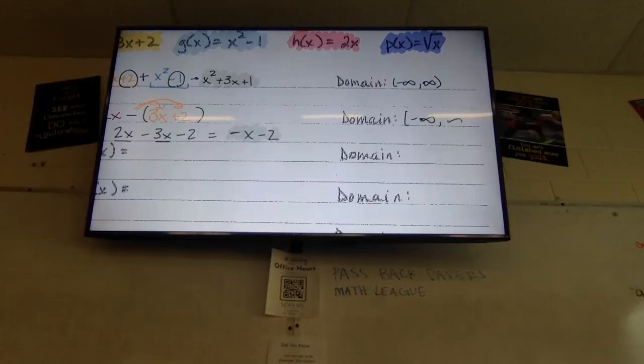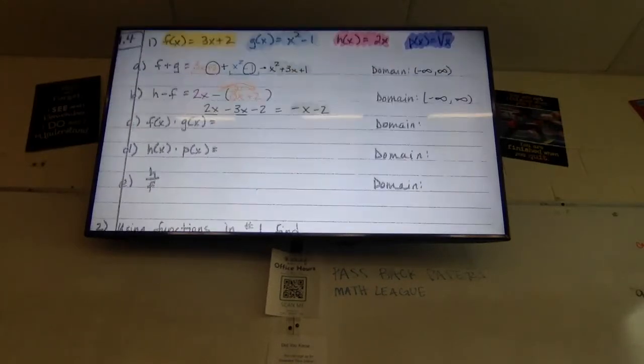Good. We've done trickier domains, so sometimes when we see easier ones, we get all bent out of shape. Don't let it bend you out of shape. It's just that simple if it's that simple. If there's nothing to take out, it's all real numbers.